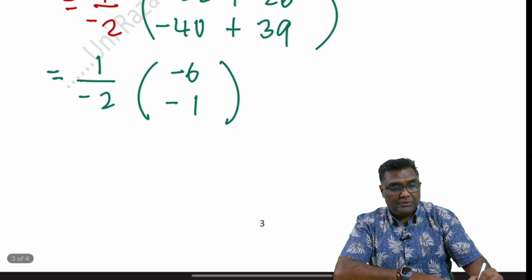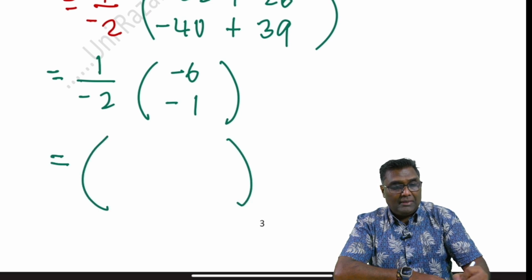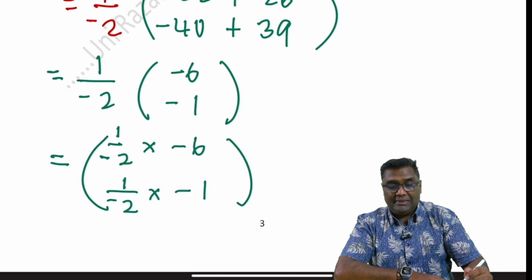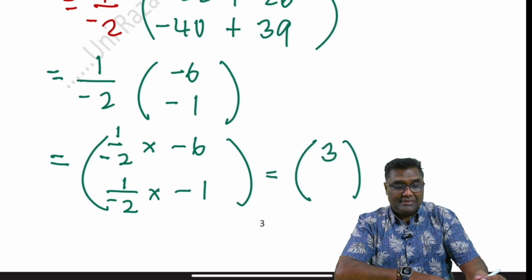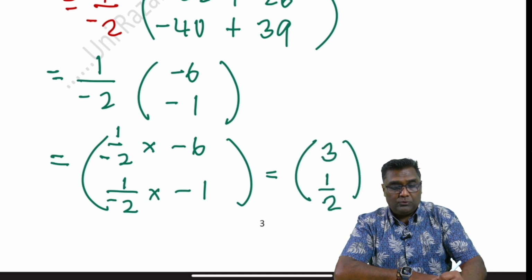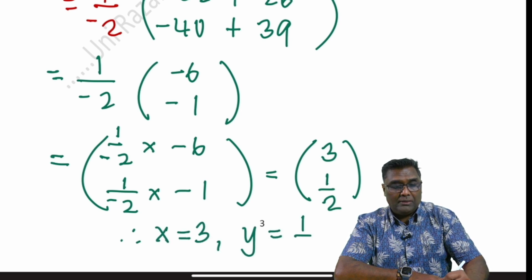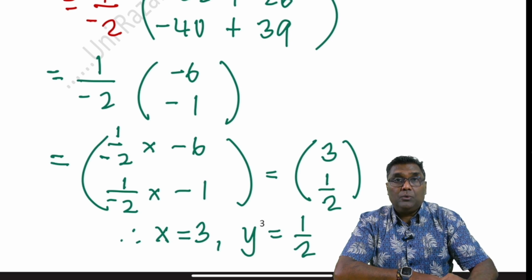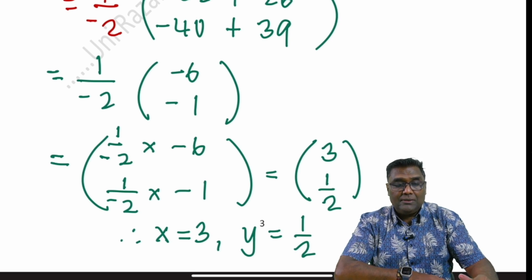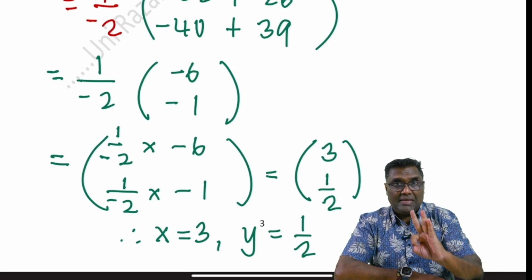Meaning, I'm going to take 1 over -2 times -6, and 1 over -2 times -1. So when I press the calculator for this, I get 3 and 1 over 2. Conclusion, x is 3, y is 1 over 2. This is how we solve simultaneous equations using the matrix 3-step way.